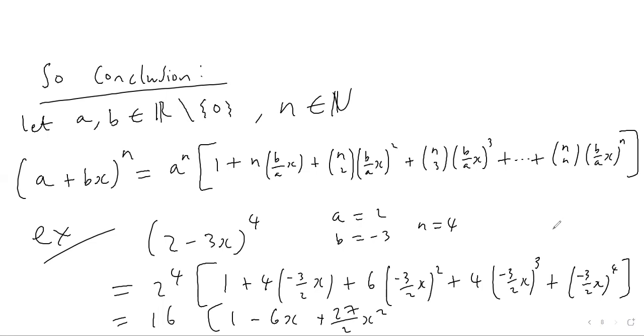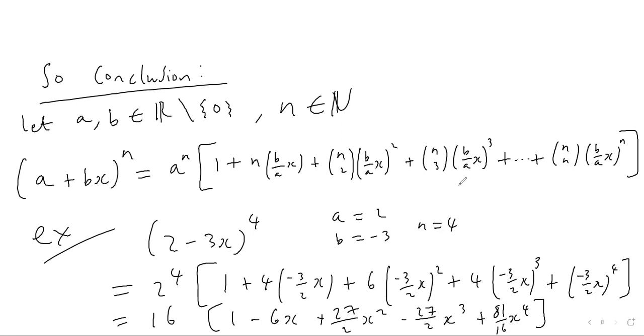And then next we're going to get minus 3 over 2 all to the power of 3. That's going to give us minus 27 over 8. Times that by 4, we would get minus 13.5, so minus 27 over 2 x cubed. And then lastly, minus 3 over 2 to the power of 4, we get a positive 81 over 16 times x to the power of 4, all multiplied by 16. So you just expand the brackets finally, times 16 by all these numbers there.